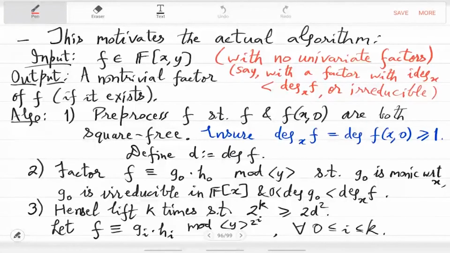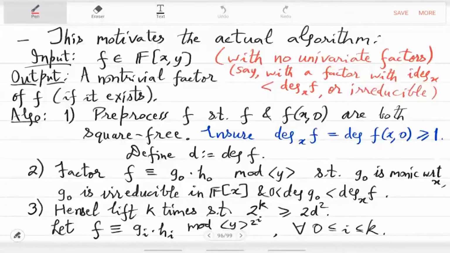You factorize first mod y. So mod y, there will be a co-prime factorization. Why was that? So at y equal to 0, maybe f may be irreducible. If that is the case, then well, you can already declare that f is irreducible, right? So that is implicit here. So if you cannot find a co-prime factorization even mod y, then it means that f is irreducible. So then you can just break here.